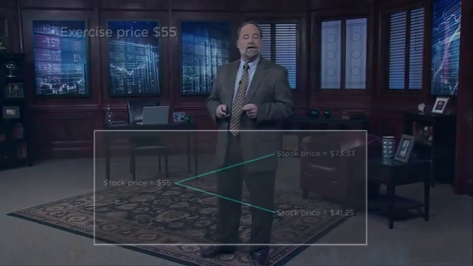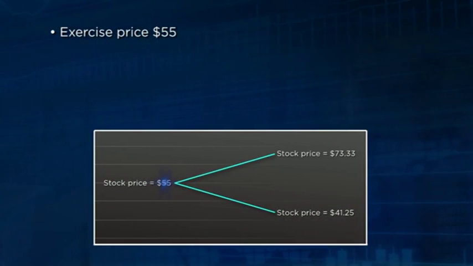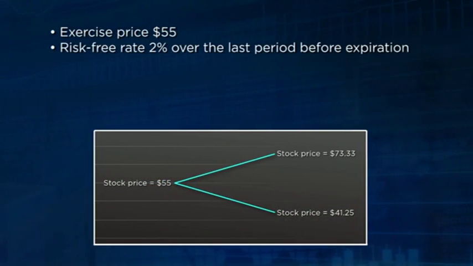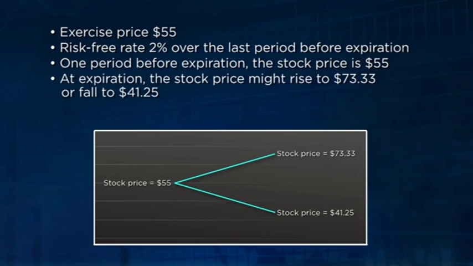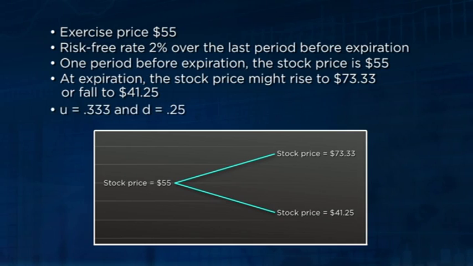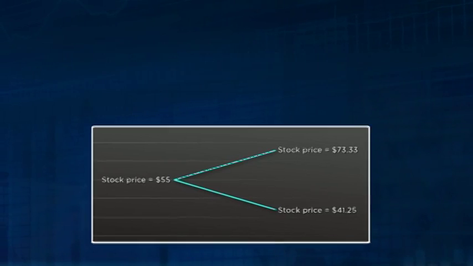Let's consider a specific example. Let's consider a call option. Let the exercise price be 55. Let the risk-free rate be 2% over the period before expiration. So this is going to be a periodic rate, not an annualized rate. 1 period, let's call it a month before expiration. Let's say the stock price is 55. At expiration, say in a month, the stock price might either rise 33.33% to 73.33 or fall 25% to 41.25. So the up factor is 0.33 and the down factor is 0.25.